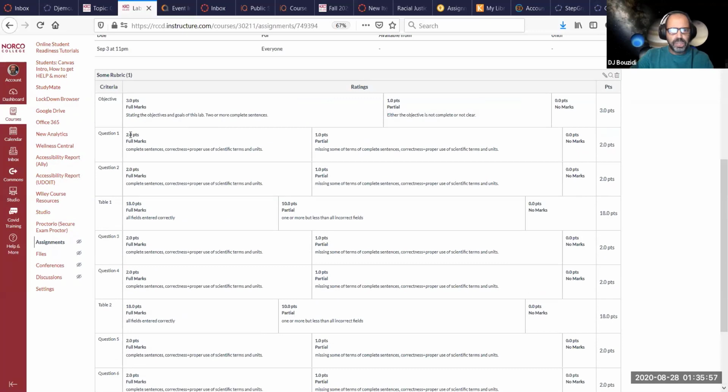Then all the questions are worth 2 points if they're using complete sentences plus proper use of scientific terms and units. If the distance is measured and the question is asked about the distance and you find a value, it has to have a unit. If it's centimeter, stated. If it's meter, stated. But if you tell me the unit is 2, that is not acceptable in a lab environment.